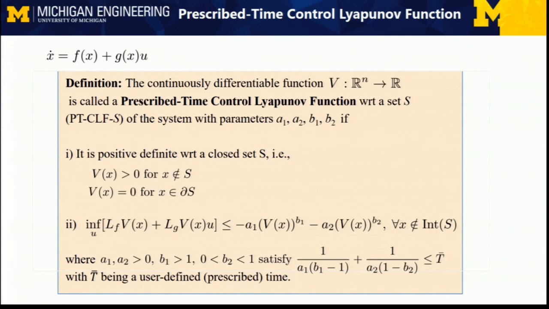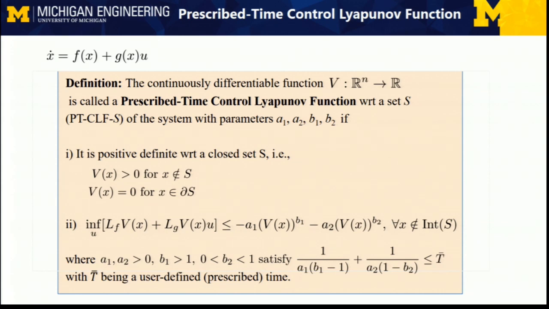And this function is positive definite with respect to a closed set, meaning that it is, let's say, positive outside that set and 0 on the boundary of the set, also in the interior of the set. So you can see that the set could boil down to just a point, the origin, or in general a goal set of states. So we want this function to be positive definite within this set. And what else do we want?